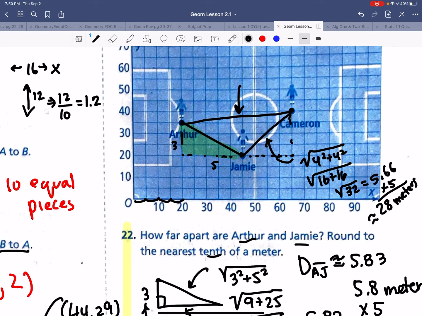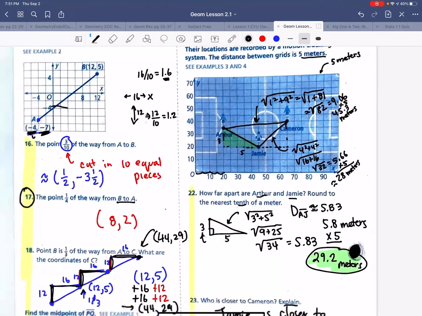Now let's see how far Arthur and Cameron are. If we look here, to get from Arthur to Cameron, we go up 1, but then over 1, 2, 3, 4, 5, 6, 7, 8, 9. So this distance is 1 squared plus 9 squared, and take the square root. So what is the square root of 82? Yeah, much further away. I'm going to multiply by 5, and we get 45.3 meters.